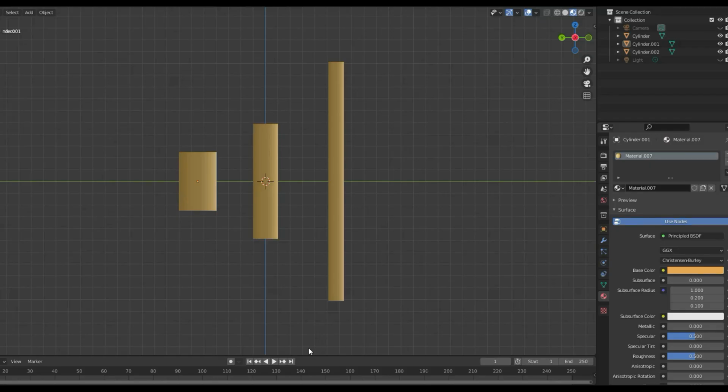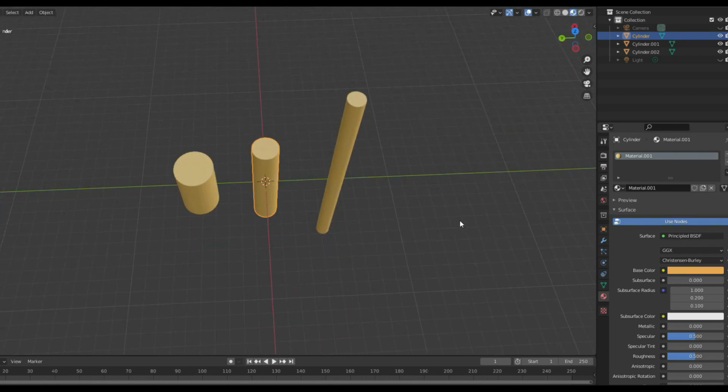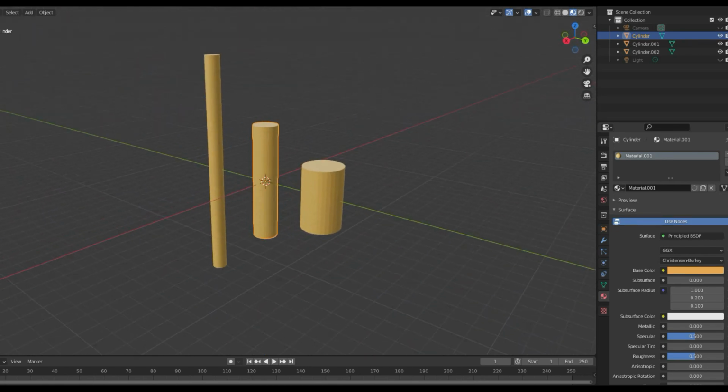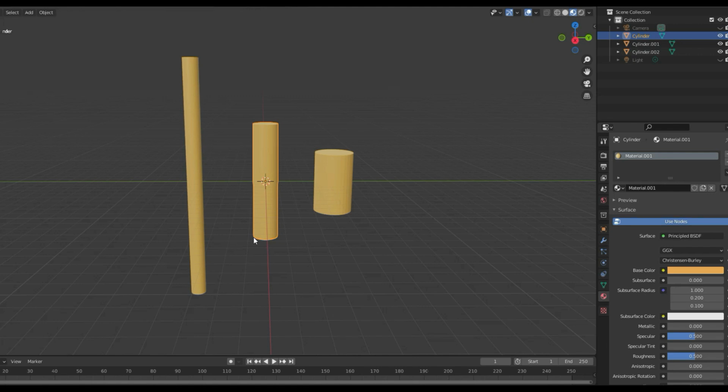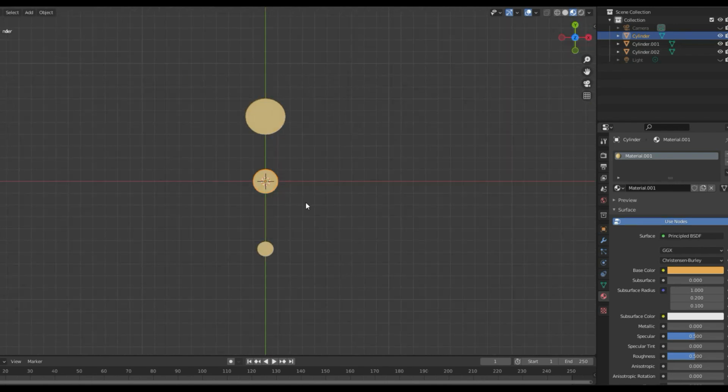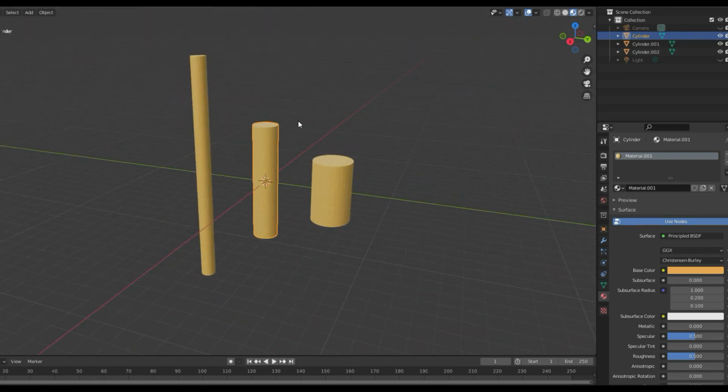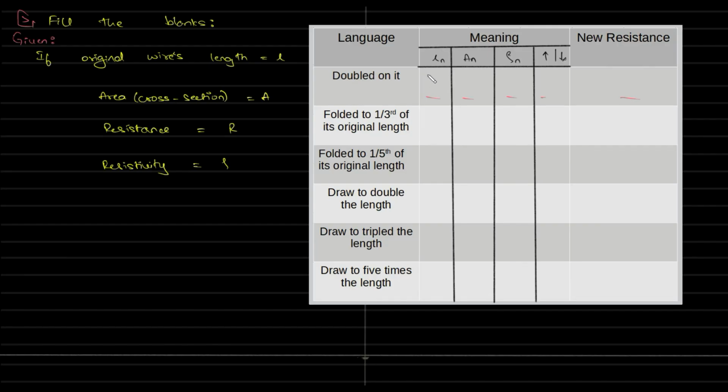So basically the question talks about this. I have a wire, right? What we are doing here is we are increasing the length, if not decreasing the length. So we know in turn it will change the area of cross section. So the question is, to what extent will the length, area, resistance, and resistivity change?